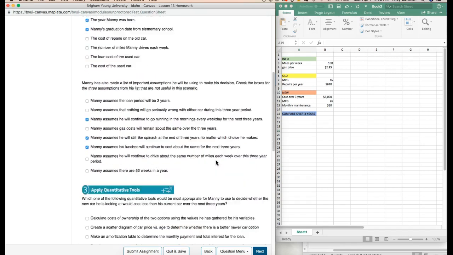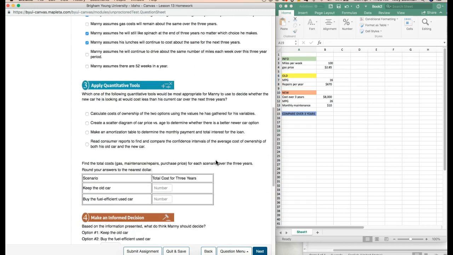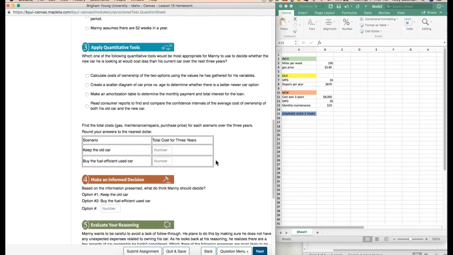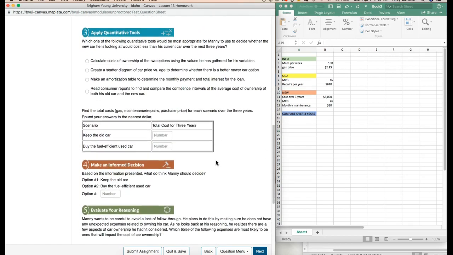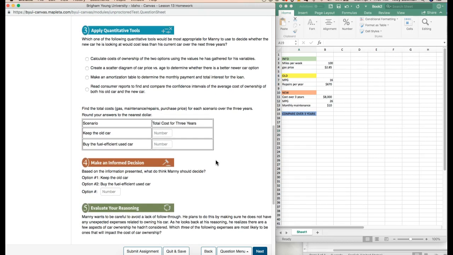Okay, so we're going to move to number 3, apply quantitative tools. Which of the following quantitative tools would be most appropriate for Manny to use to decide whether the new car he is looking at would cost less than his current car over the next 3 years? So we have our 4 different tools that we've learned through here. The first one, calculate costs of ownership of the 2 options using the values he has gathered for his variables. So that sounds like a function. We're going to gather and calculate values and get an output.